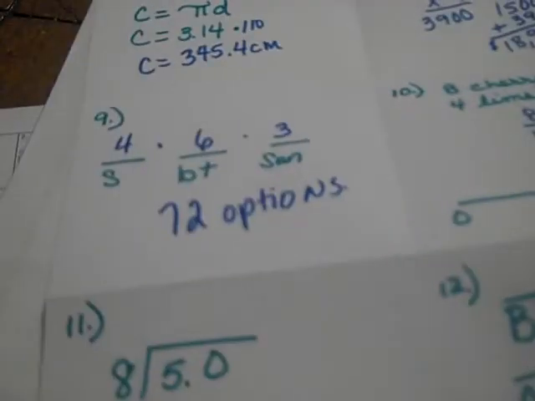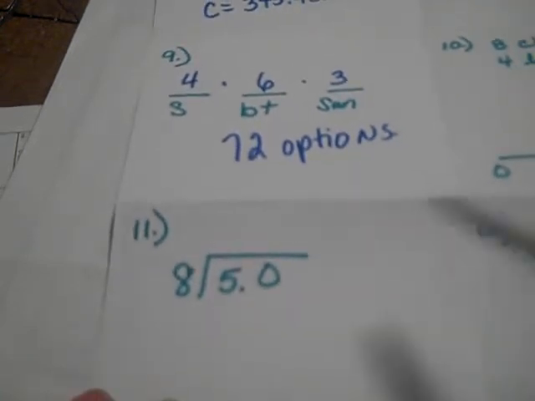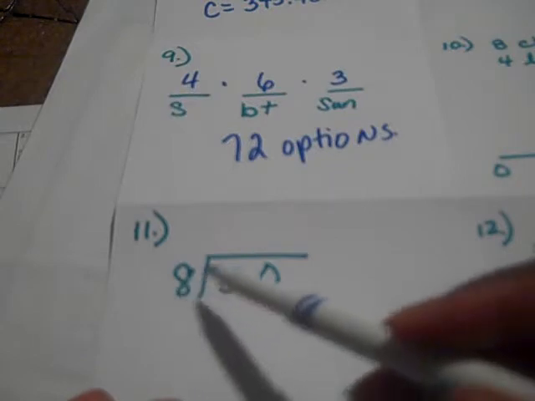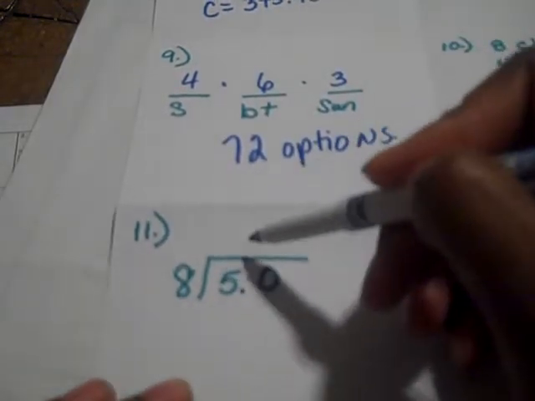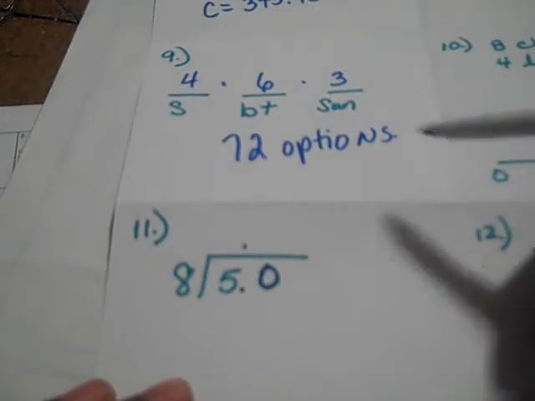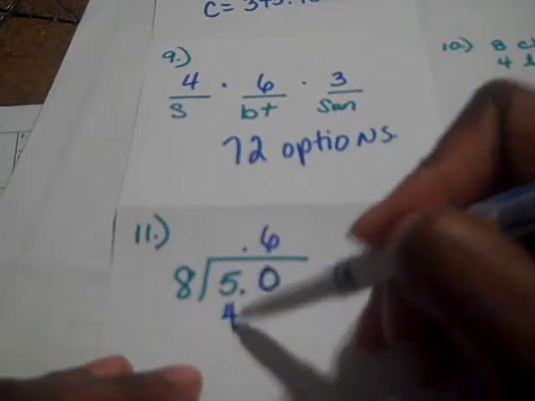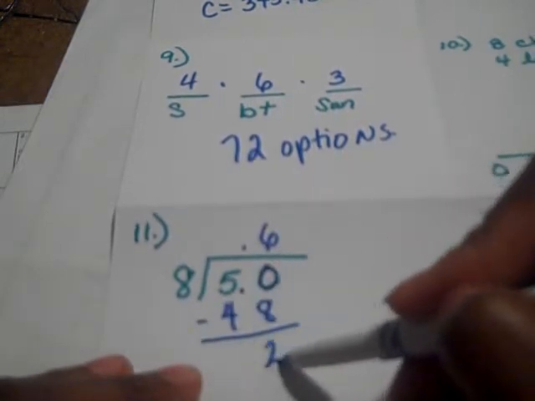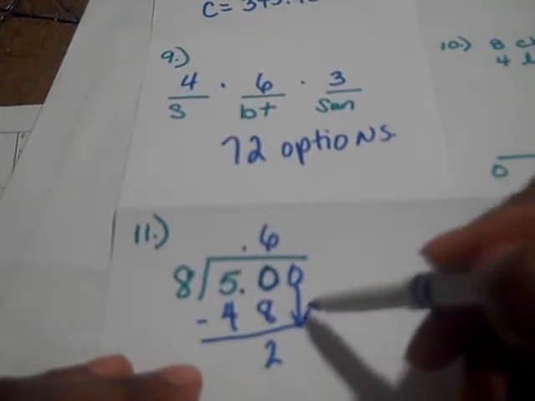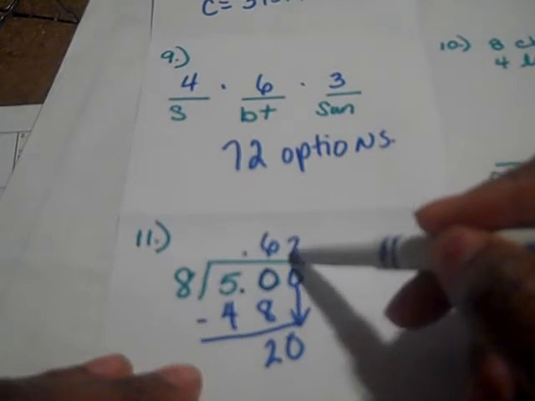Moving on to number 11. We want to use long division to change this fraction into a decimal. 8 divided into 5 I can't do, so you'll see I added my decimal and my 0. Bring that decimal up. 8 goes into 50 6 times. Multiplying 8 times 6 is 48. And I get 2, add my 0, and bring down. 8 goes into 20 2 times.